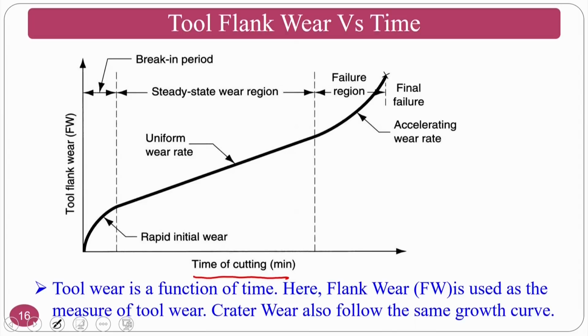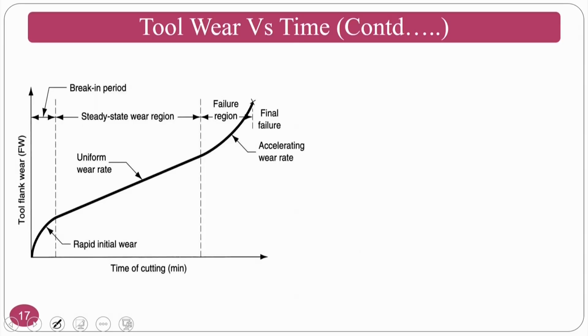Okay. So, there are three regions. If you see in the tool wear region, one is the break-in period, initial break-in period. Then the second one is steady state wear region, that is a uniform wear rate, and the third one is a final failure region, that is the accelerated wear region. Okay. So, the first phase follows rapid wear, uniform wear followed by accelerated wear. So, these are the three regions of break-in period, steady state wear region and the failure region. So, we will go one by one, the region 1.